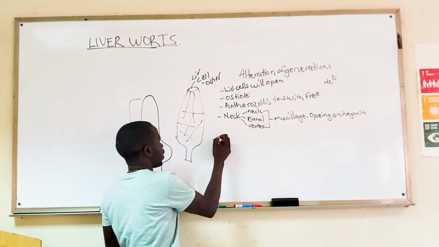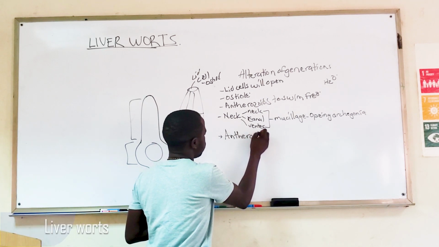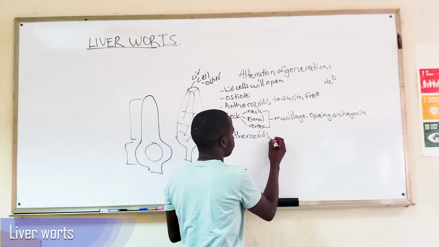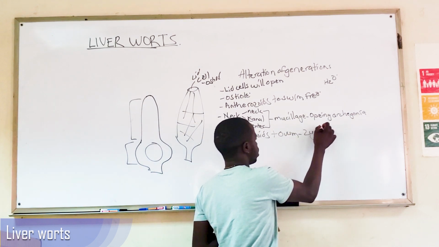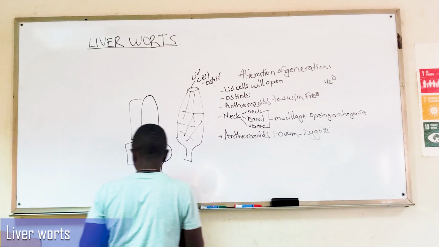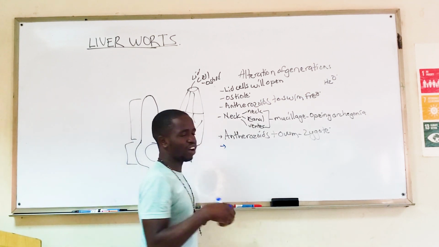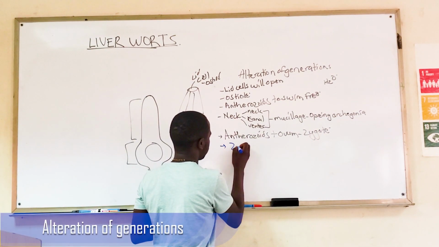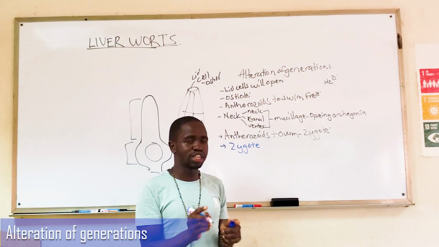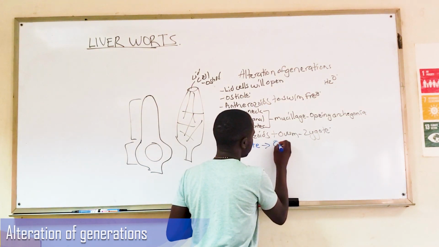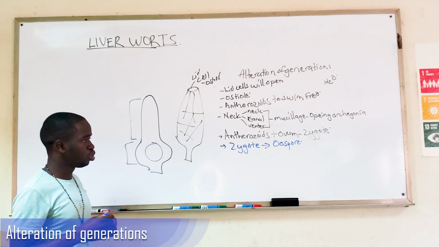When the archegonia opens, the antherozoids will swim and enter the archegonia and fuse with the ovum to form a zygote. This zygote shall develop an extra cell wall, and when it develops an extra cell wall, we call it an oospore.